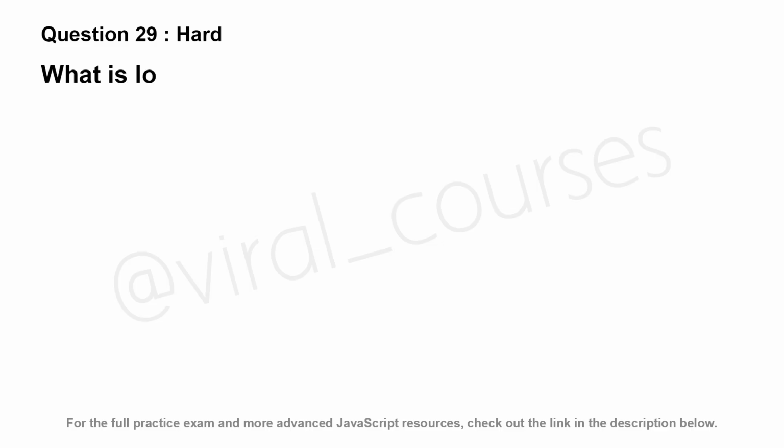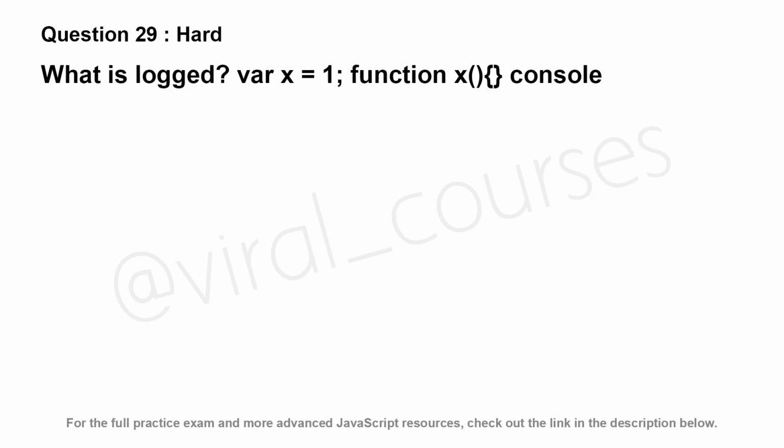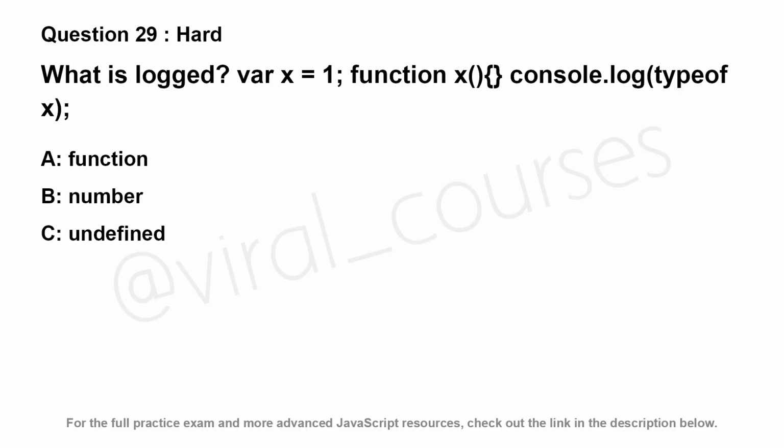What is logged? var x = 1; function x() {}; console.log(typeof x). Option A, function. Option B, number. Option C, undefined. Option D, reference error.